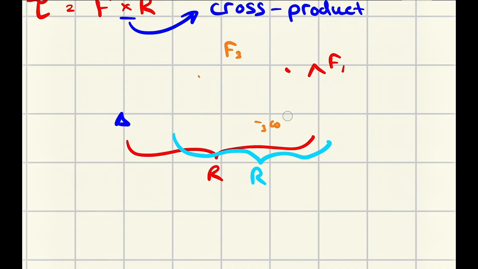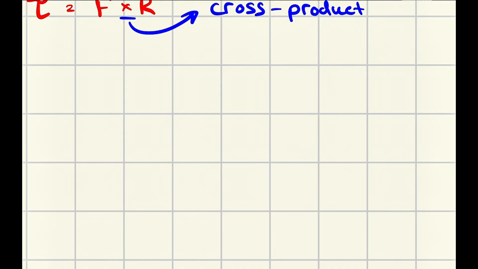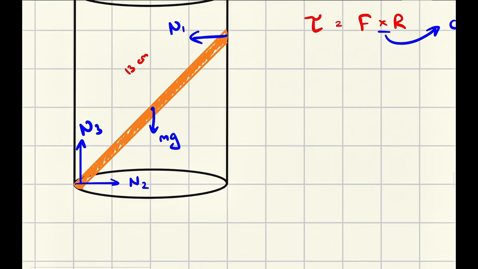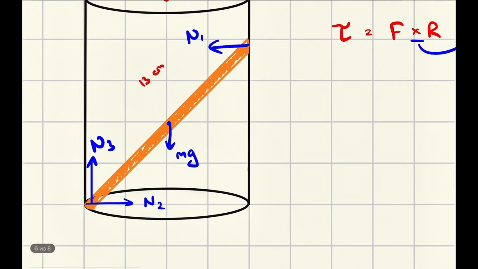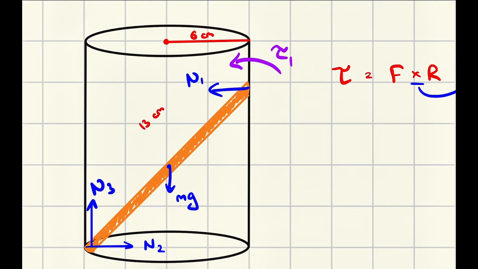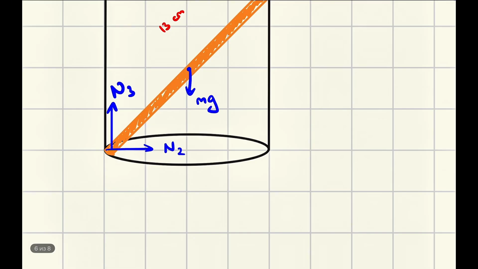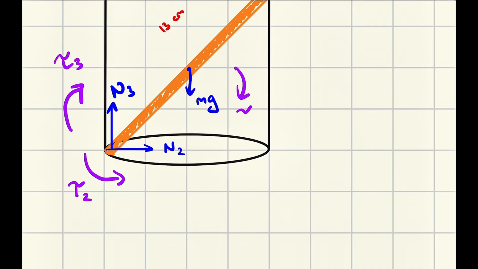Okay, so let's take all these things out and let's look at this. What we definitely see is that this normal force is trying to rotate our object to this side. Let's call it torque 1. This normal force 2 tries to rotate it like this. Let's call it torque 2. Normal force 3, instead, is trying to rotate our object to this side, which is torque 3. And mg, as you can see, is trying to rotate our object to this side. So it is torque 4.